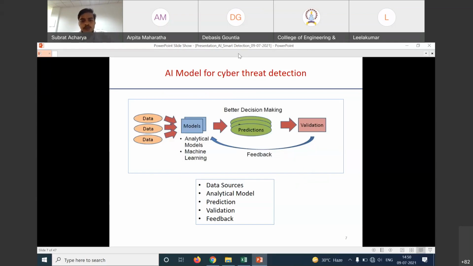So based on these prediction models, we can take better decisions, and then this data validation will happen.